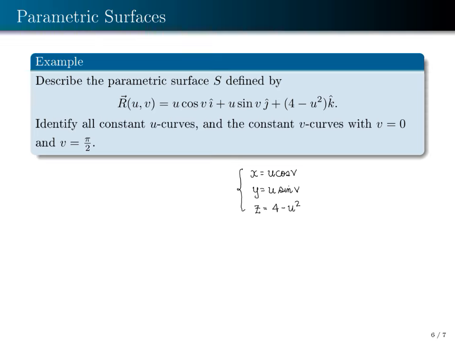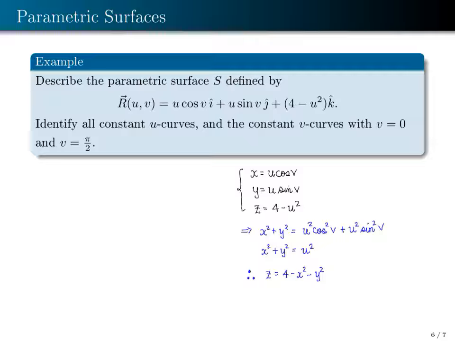In this particular case, we can square both sides of the first and of the second equation to get x squared plus y squared is equal to u squared cosine squared v plus u squared sine squared of v. Note that we can factor u squared on the right-hand side, and this leaves us with cosine squared v plus sine squared v, which we know from trigonometry to be equal to 1. Thus, we obtain that x squared plus y squared equals u squared. We can now substitute this expression for u squared in the third equation. This now yields a Cartesian equation for S, which is z equals 4 minus x squared minus y squared.